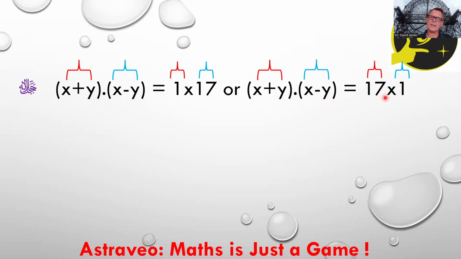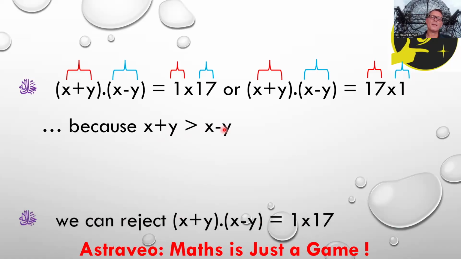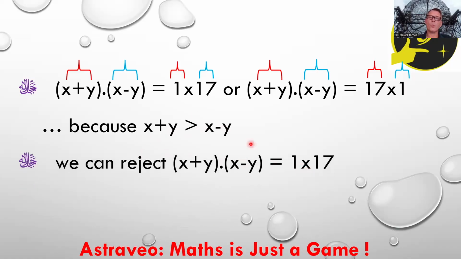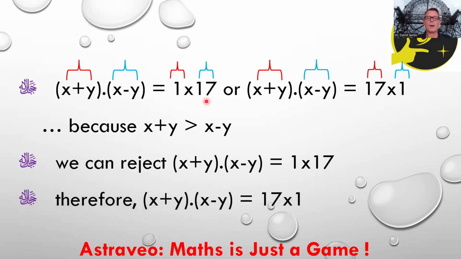So which one should we take? Well, we know that x plus y is greater than x minus y, I apologise, because you could throw a couple of numbers in here empirically. 2 plus 3 is greater than 2 minus 3. We know that to be true. So what that allows us to do is reject the 1 times 17 equation, because the first expression has to be big, and 1 is not bigger than 17. So we're going to go ahead and reject that first one, and we're going to accept that x plus y times x minus y is in fact 17 times 1.